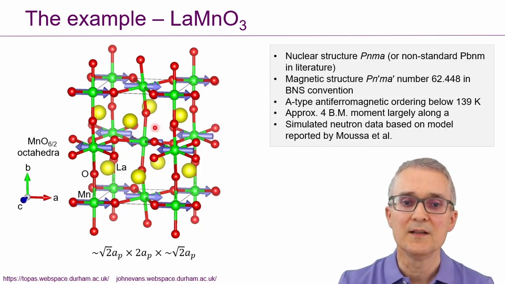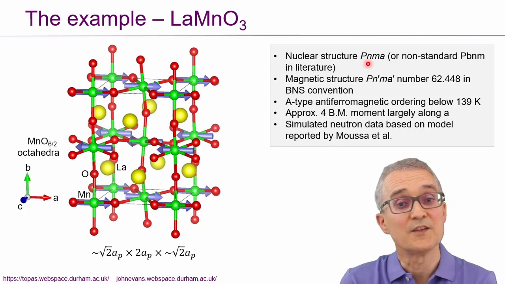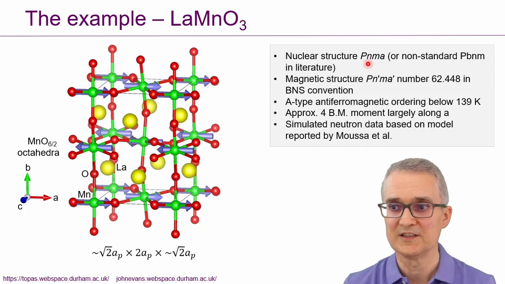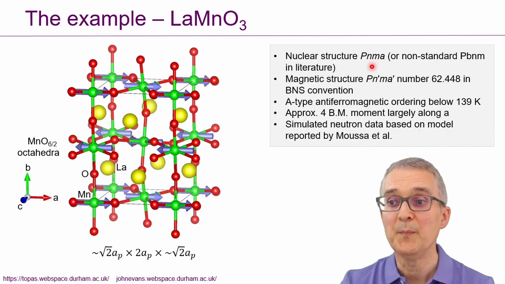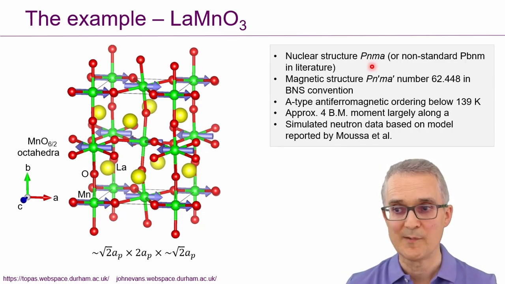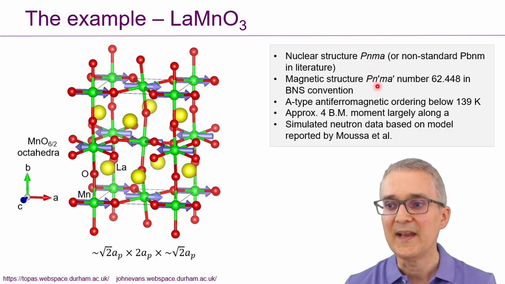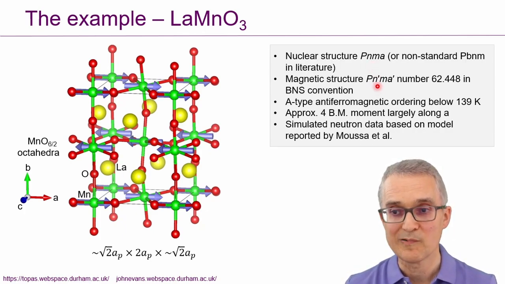Okay, so the nuclear structure of this material is high-temperature structure in paramagnetic form. It's an orthorhombic distortion of the perovskite structure. It's got space group symmetry PNMA. When you cool the material, it orders antiferromagnetically, and the magnetic space group becomes PN prime M A prime.